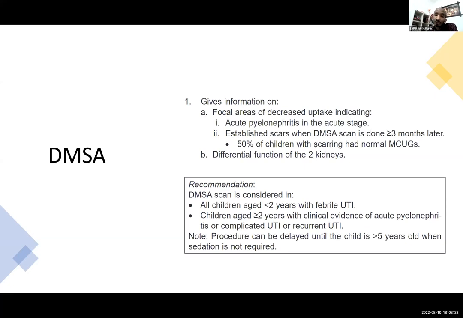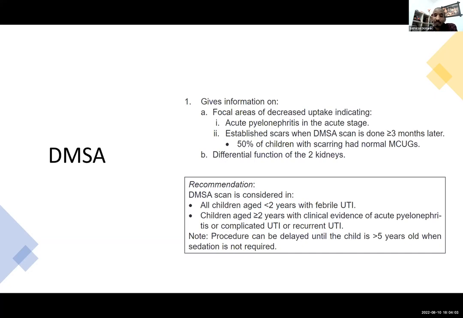Also, DMSA scan is useful in showing us renal scars in patients who have recurrent UTI. Usually the scar will not show immediately, it will show within 3 months or after. So if you have someone who has pyelonephritis and you have treated him, you will not do DMSA immediately. You will do DMSA after a minimum of 3 months to look for kidney scar. Also, the DMSA scan will give you differential function of the two kidneys.